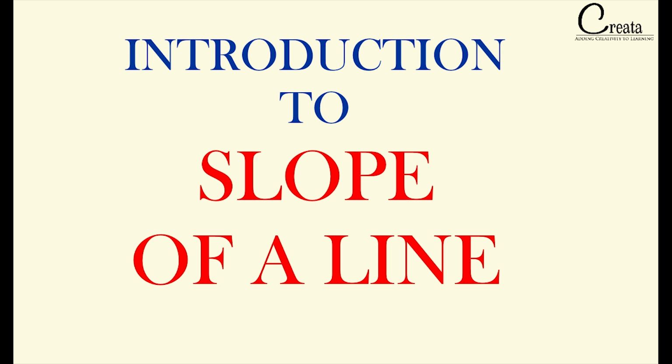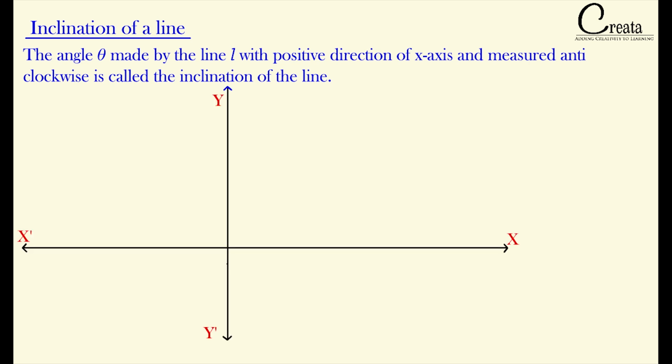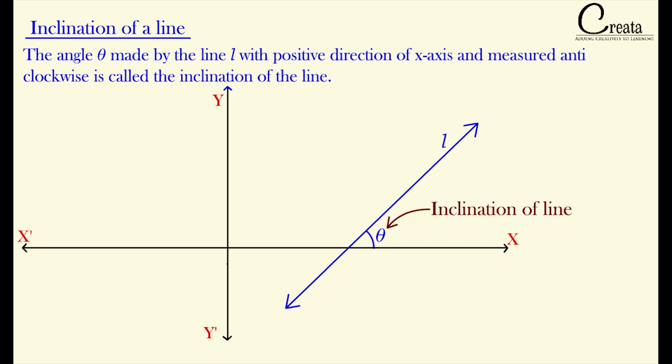Before studying what actually the slope of a line is, firstly we will study what is the inclination of a line. So the definition is that the angle theta made by the line L with positive direction of x-axis and measured anti-clockwise is called the inclination of the line. For understanding this, we have to take our coordinate system. Here, let's assume a line L. This is a line L, and this line is making angle theta with the x-axis. This angle theta is known as inclination of the line. That is, the inclination of this line is theta.